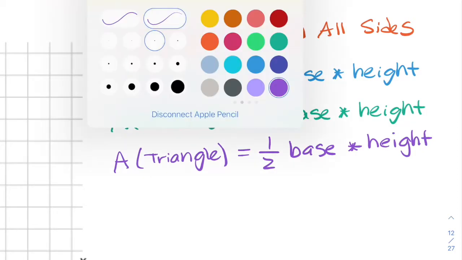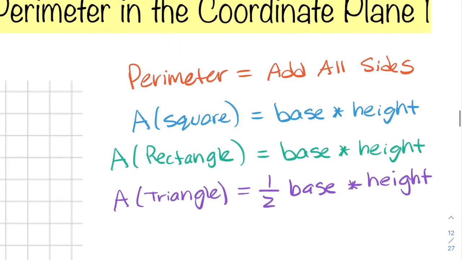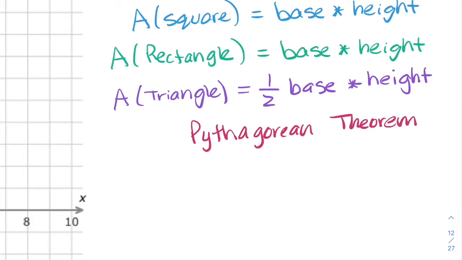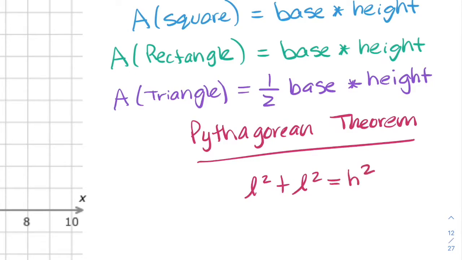The only other formula you're going to need for this lesson is going to be the Pythagorean theorem, because you might need to use it to find the third side of your triangle. Okay, and this is only going to happen with perimeter. So Pythagorean theorem. Remember, the Pythagorean theorem is L squared plus L squared equals H squared. So the sum of the legs squared is equal to the hypotenuse squared.